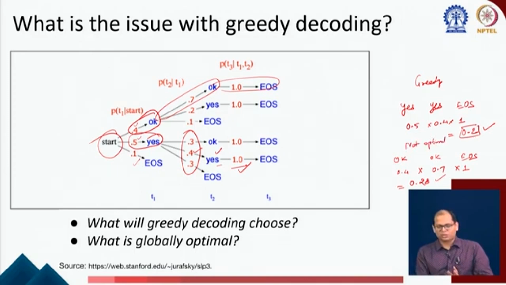And it turns out this is also the globally optimal solution. You do OK, OK, yes, right? So we answered both the questions. And you can see a limitation of greedy decoding. But then one may say, okay, so then how would I find the optimal solution? So in theory, what would you have to do?